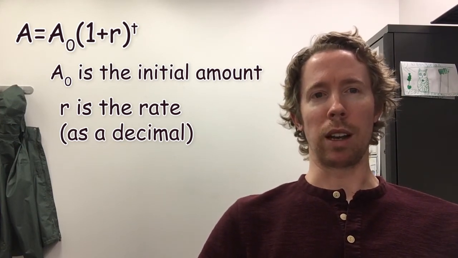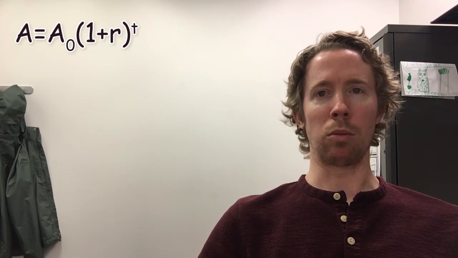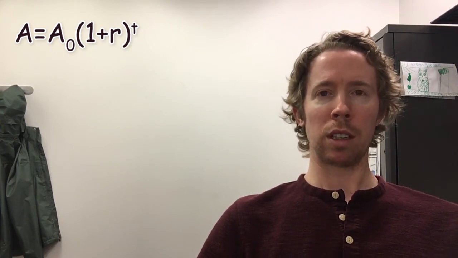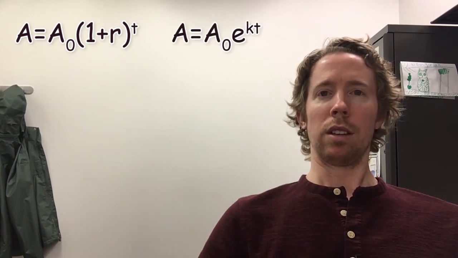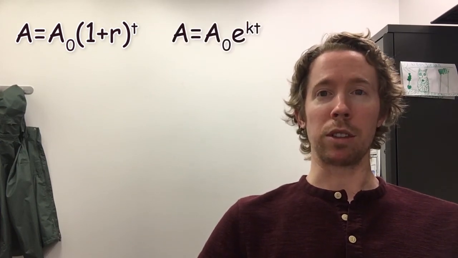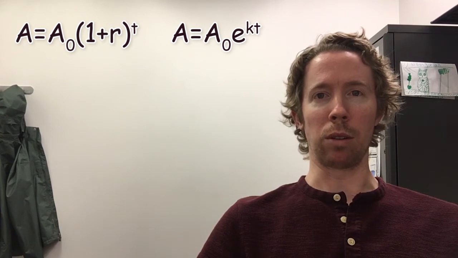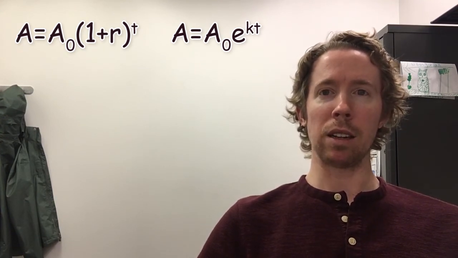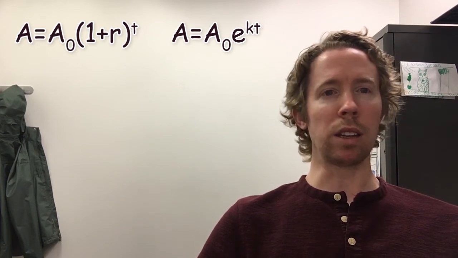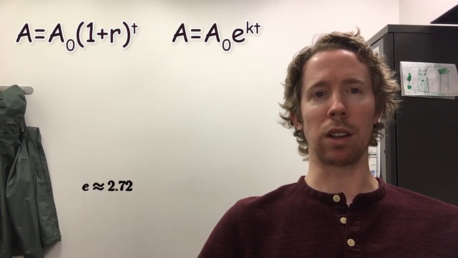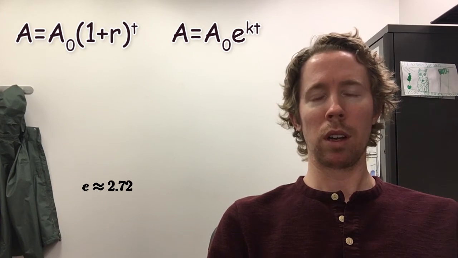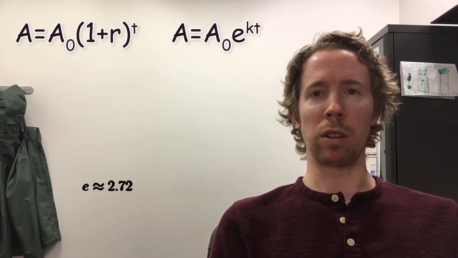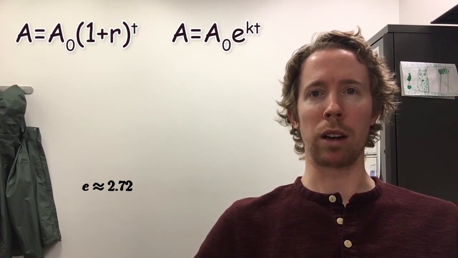The other way to write down this model that's a little more powerful but less easy to understand what the numbers represent looks like this. The amount after t years or t days or hours is equal to the initial amount times e to the kt. And e is just a number here like pi. Instead of pi being about 3.14, this one's about 2.72. It's just a special number that we use. It's irrational like pi.